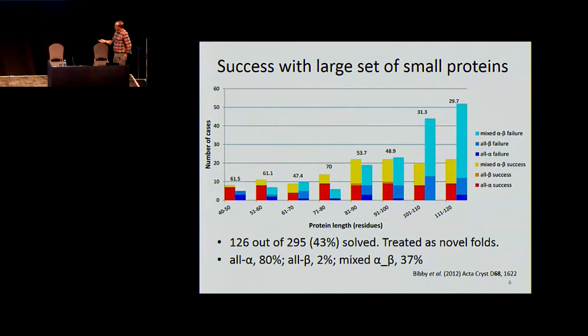The other message that came out of it was that we did very well with all alpha structures, but very poorly with all beta structures, and the mixed ones were in between here. But nevertheless, we could solve almost half of quite a large set of test cases. And although these were actually known structures, when we did the modelling, we treated them as novel folds, so there was no information from homologs in the PDB fed into the modelling.